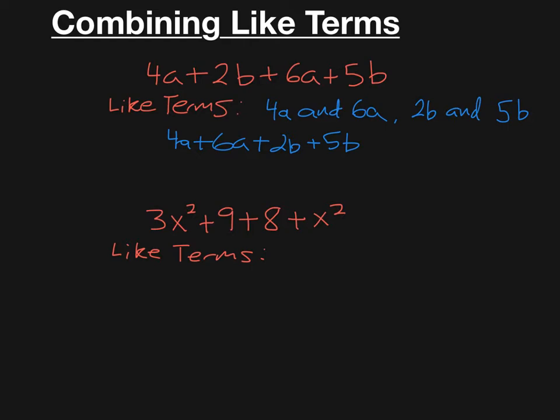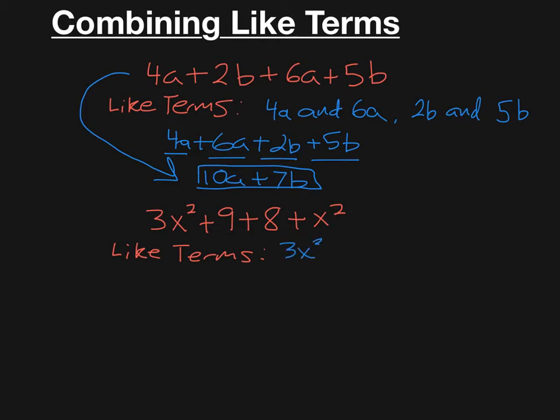Since I have 4 a's here, and I'm going to add 6 a's, that's going to give me 10 a's total, or 10a. Same thing here, I have 2b and 5b. When I put those together, that's going to be 7b. 2 plus 5 is 7. And here is my simplified form of that expression. We took this huge complicated expression up here, and now we have the simplified version, 10a plus 7b. We can do the same thing in the second expression.